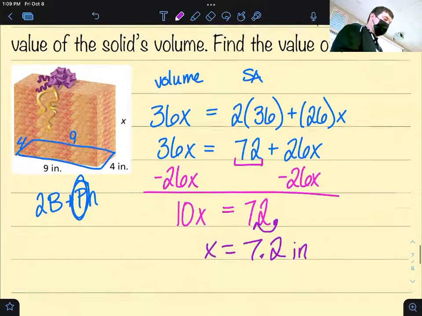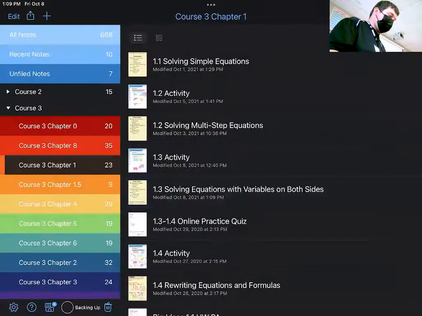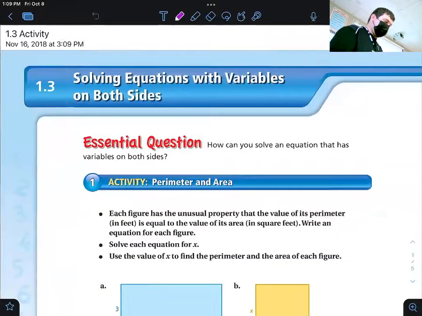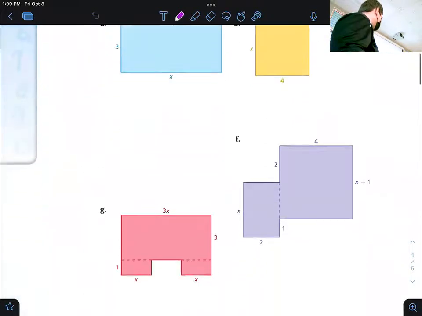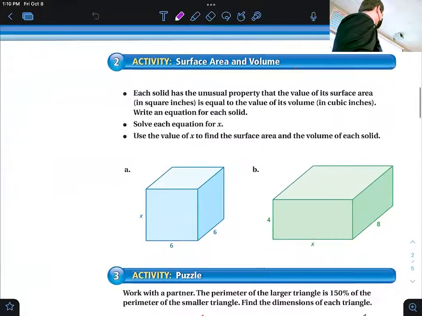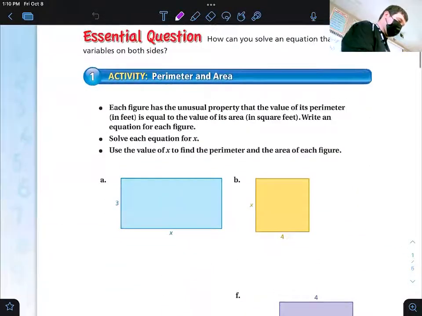Now, that's what we're going to do today as well. So we should be really good at these problems because posted on Google Classroom, as you might have already seen, is your 1.3 activity. And it's going to give you a series of shapes, and it's going to say the perimeter is equal to the area. Or it might say the surface area is equal to the volume. And we're going to look at problems like this right now.